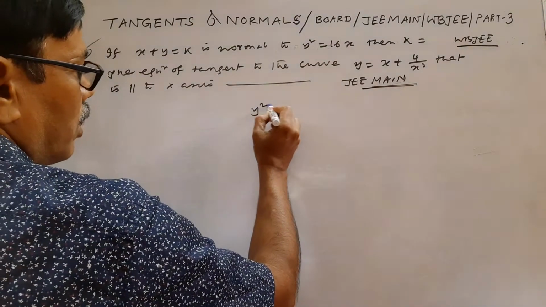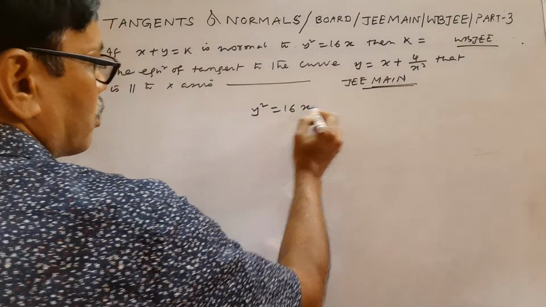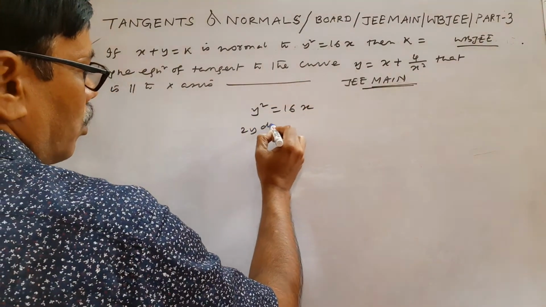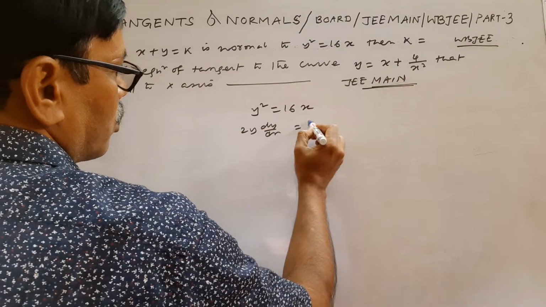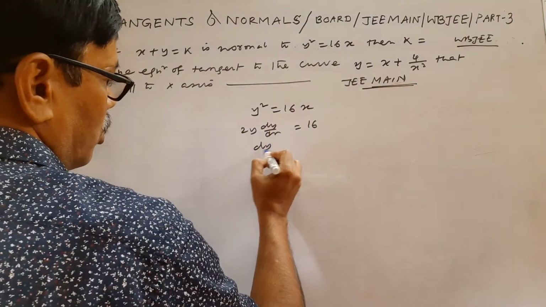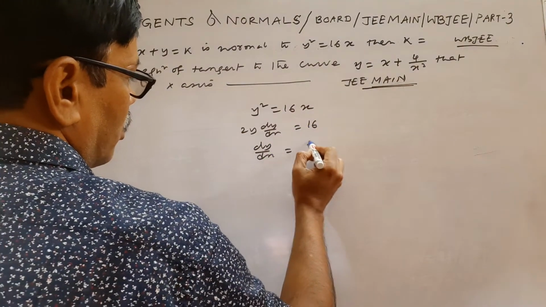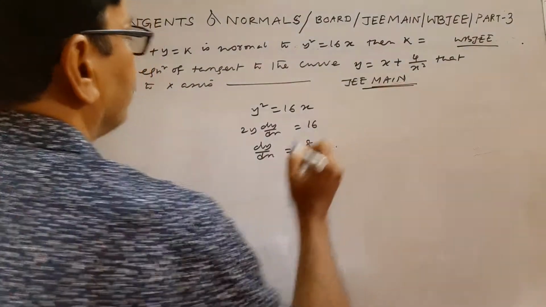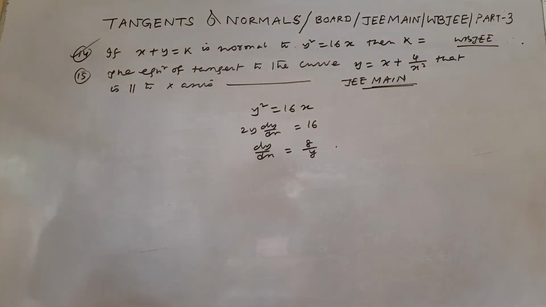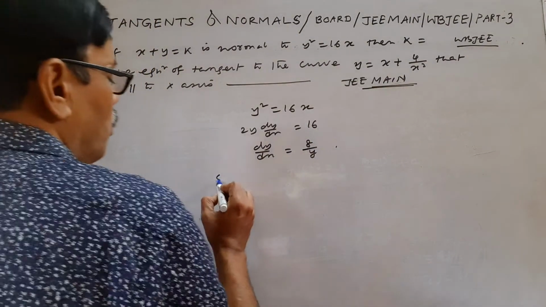So y square equals 16x. So 2y dy/dx equals 16. So dy/dx equals 8 by y. So the slope of the normal.